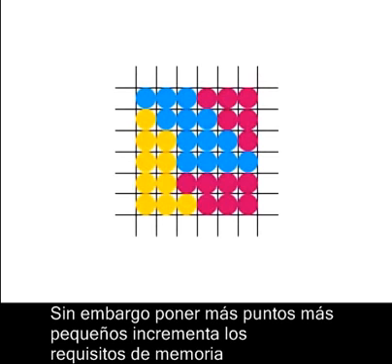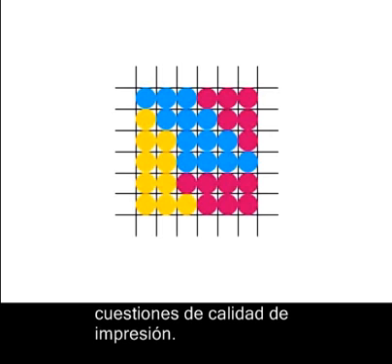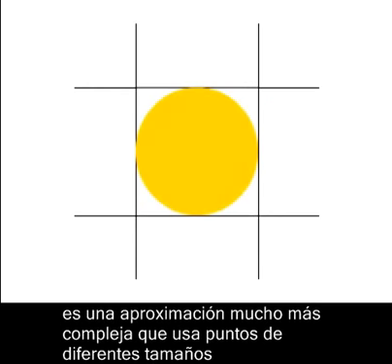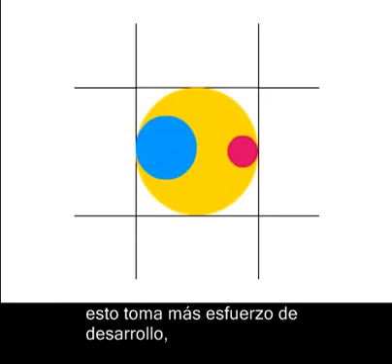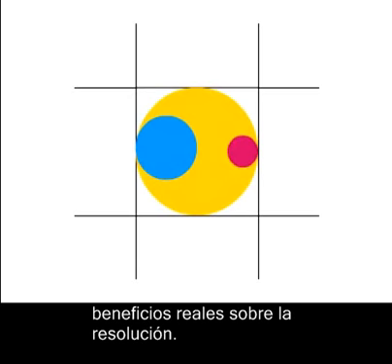However, just placing more and smaller dots increases memory requirements and network traffic, without being able to completely eliminate print quality issues due to print algorithms. Multi-level halftoning, such as HP's ImageRET, is a far more complex approach that uses dots of various sizes at various positions, combined within each cell. This takes more effort in development, but apart from more accurate colors, it has some key performance and real resolution benefits.